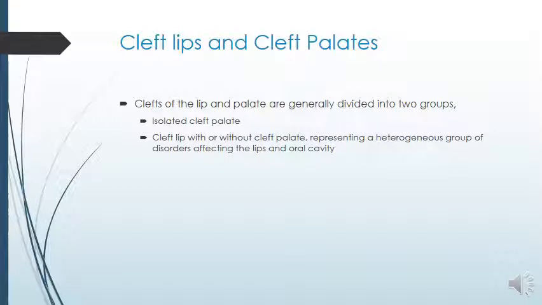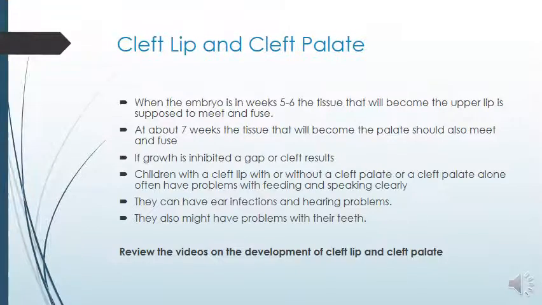Cleft lips and cleft palates are usually divided into two groups. The isolated cleft palate is one group, and the other group is the cleft lip with or without the cleft palate, representing a heterogeneous group of disorders affecting the lips and oral cavity. When the embryo is in weeks 5 through 6, the tissue that will become the upper lip is supposed to meet and fuse. At about 7 weeks, the tissue that will become the palate should also meet and fuse. However, if growth is inhibited, a gap or cleft results.